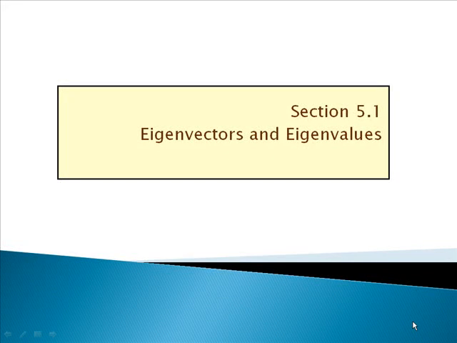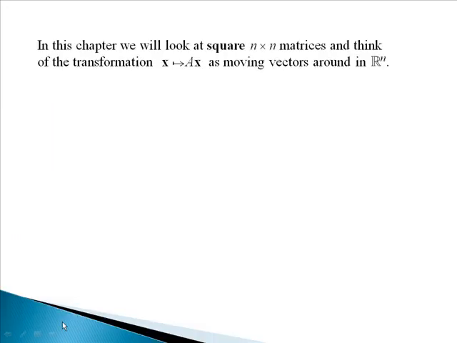Section 5.1 Eigenvectors and Eigenvalues. In this chapter, we're going to look at square n by n matrices and think of the transformation from x to A times x as moving vectors around in our R^n space.